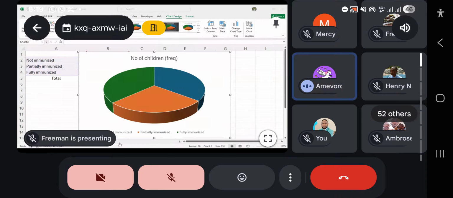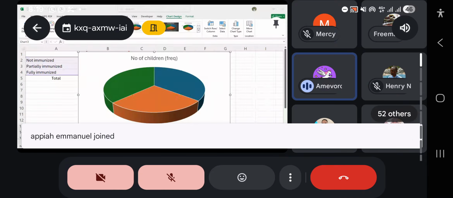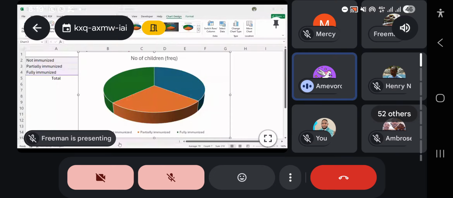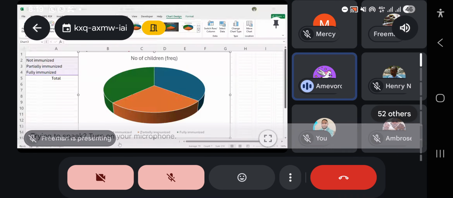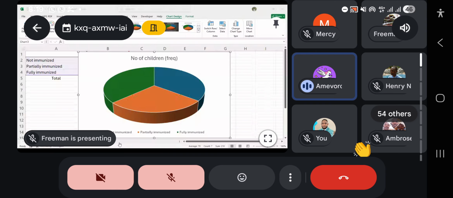Hello, Doc. My question is, assuming you don't have a laptop or computer and you are using the phone, how can you do what you just did and also have the five-star design aspect? Thank you.